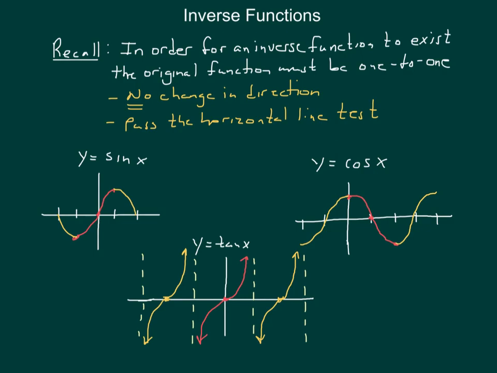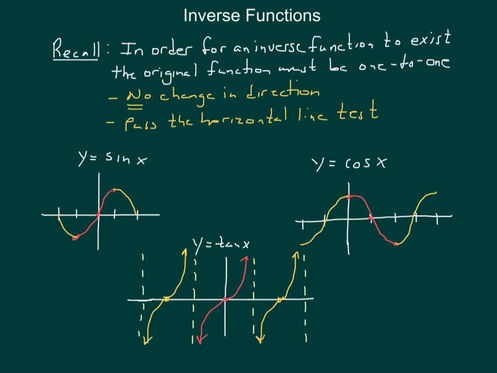Now to start out, let's recall some things about inverse functions, not just trig functions, but inverse functions in general. The main thing I want you to remember is that in order for an inverse function to exist, the original function must be one-to-one, which means there's no change in direction, and it would pass the horizontal line test. Remember, passing the horizontal line test means that a horizontal line will intersect the graph of the function at most one time. Clearly, that's not the case for the sine, cosine, and tangent functions.